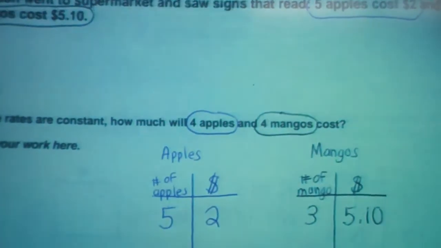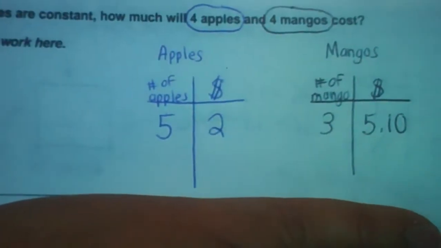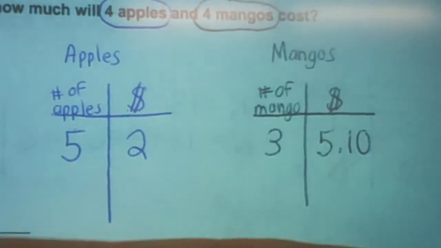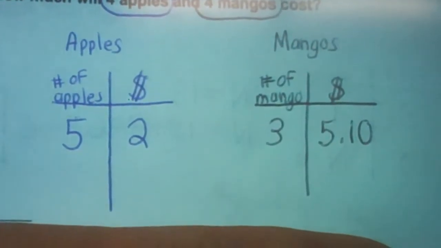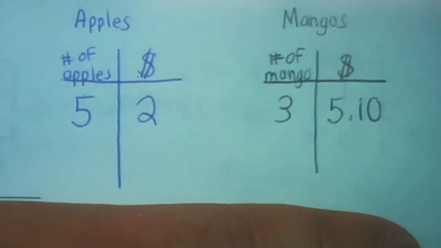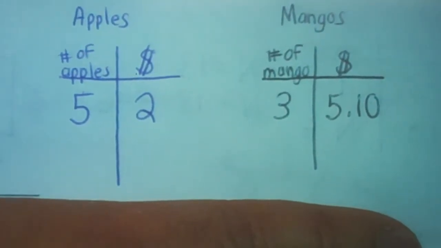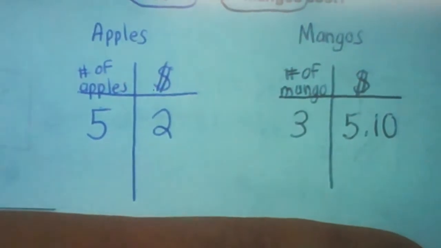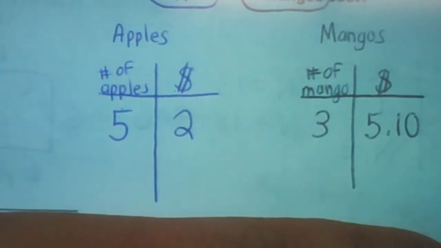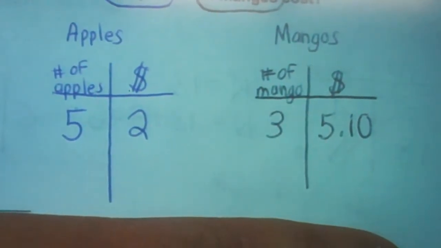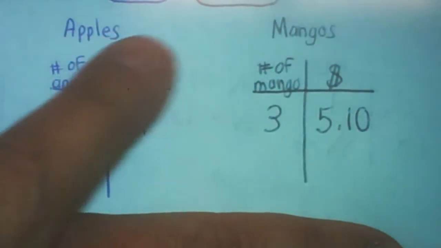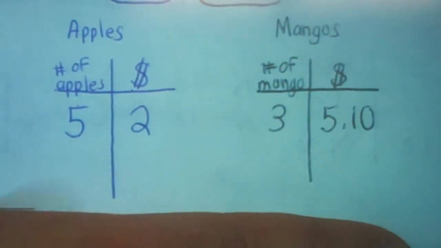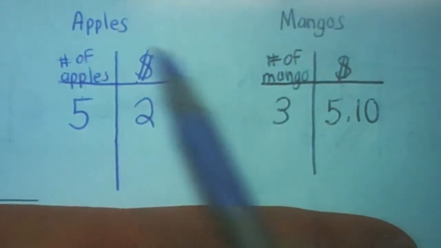So some of you started off by making a ratio table that looks like this. If you did not, please make sure you copy this down. Okay? So pause the tape if you have to and copy this down. If you have it copied down, just keep listening. At this point, you have two choices. You can either figure out how much 1 apple costs and 1 mango costs, and then multiply each of your answers by 4, or you can just put this right into the ratio table.